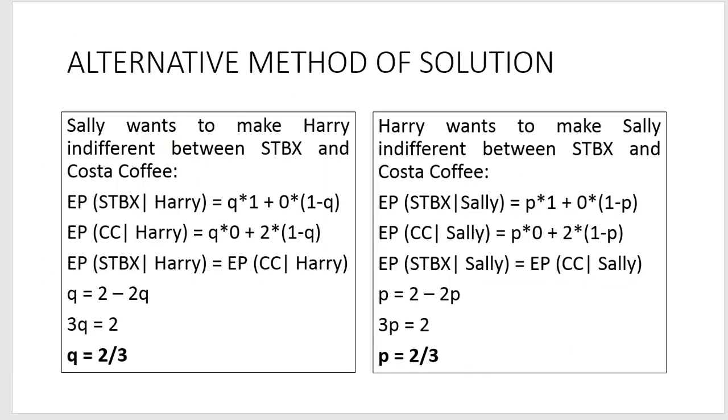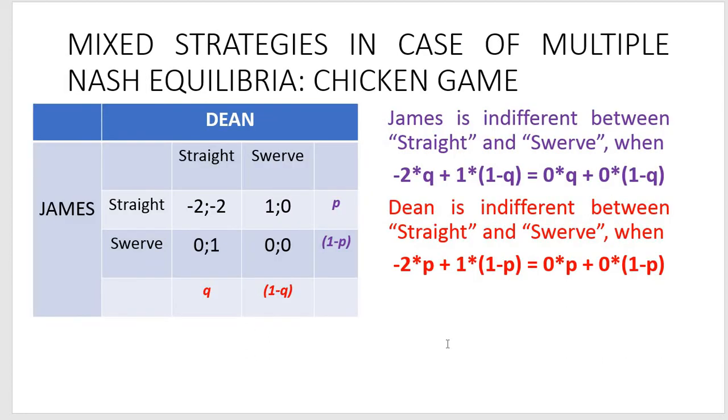Okay, so there is an alternative method of solution. In this case, you can just equalize Harry's expected payoffs associated with going to Starbucks and Costa Coffee. It will give you the same outcome. And you can equalize Sally's payoffs associated with going to Starbucks and Costa Coffee. And you will see that in order to keep her indifferent, Harry has to choose probability of going to Starbucks equal to 2/3. So okay, we are going to apply this method with the next game.